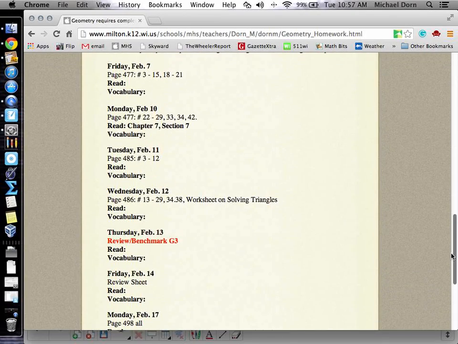So here we are. It's not a big assignment. 45, 3 through 12. 10 problems. It's not huge. One of the trickiest things is you just have to decide what to do for each problem.